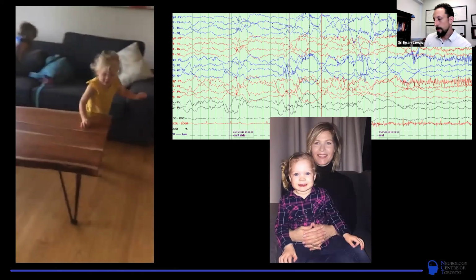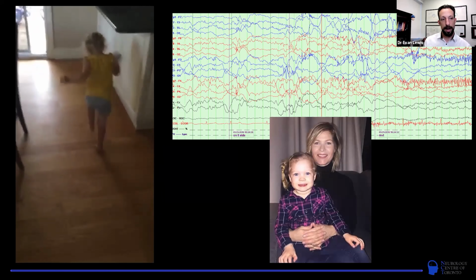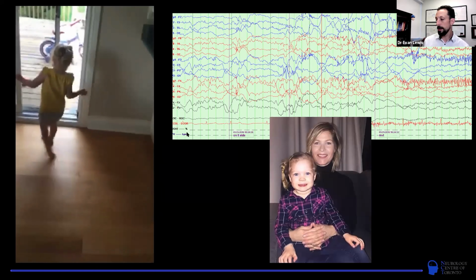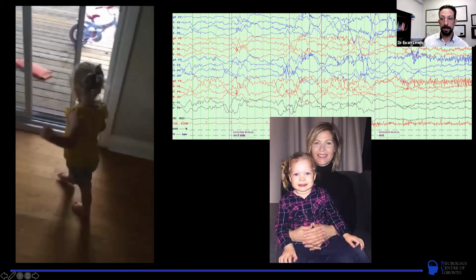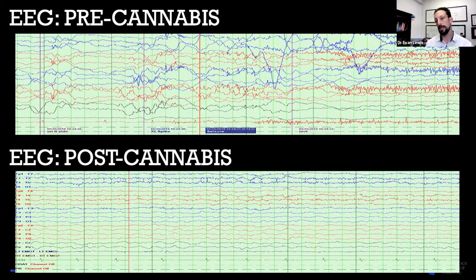That's her mom there. Her mom has been a massive advocate for Quinn and a partner here with me in helping Quinn. And she took the giant leap to try cannabis with her child. Now we started cannabis, that's the EEG before, that was the EEG after.